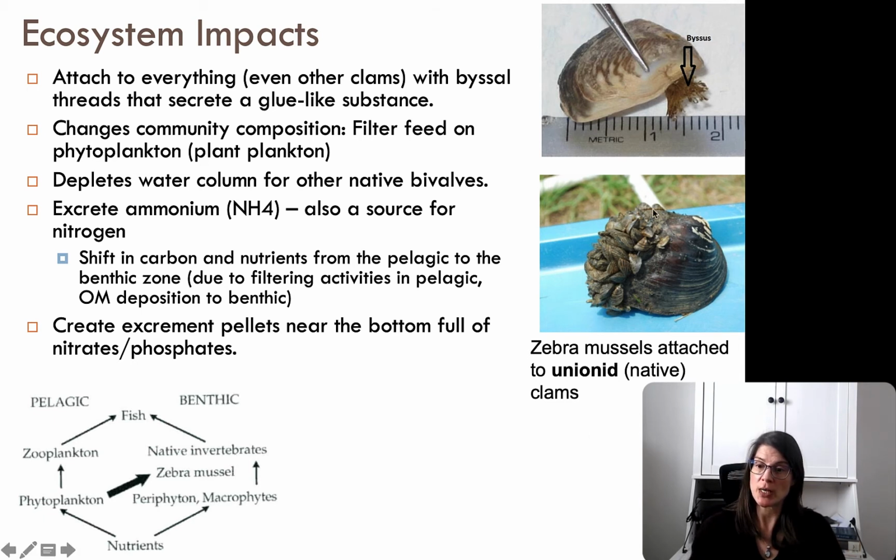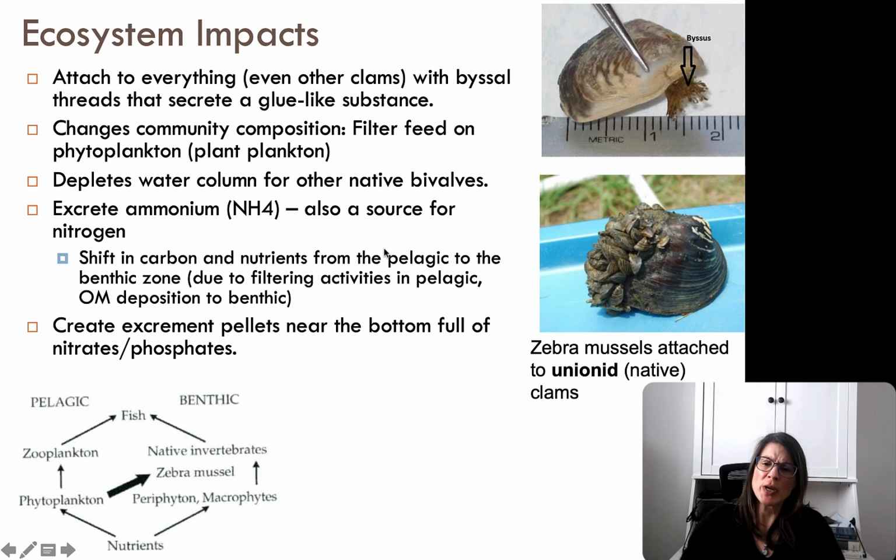Here's a unionid. It's a clam from one of the Great Lakes, and mussels have settled and attached to it, so its chances of survival are nil. It changes the community composition by filter feeding and cleaning out the water column, essentially. It filter feeds on phytoplankton, and it depletes the water column, which makes it hard for native bivalves to feed.